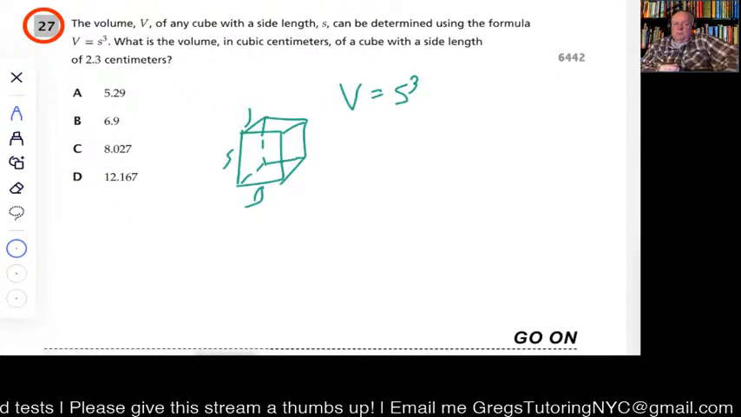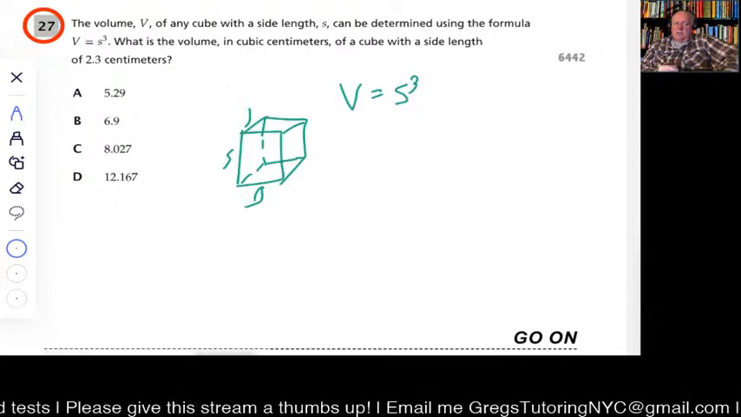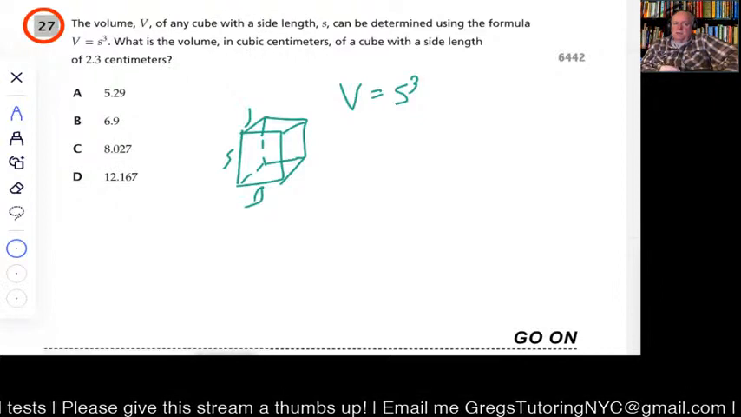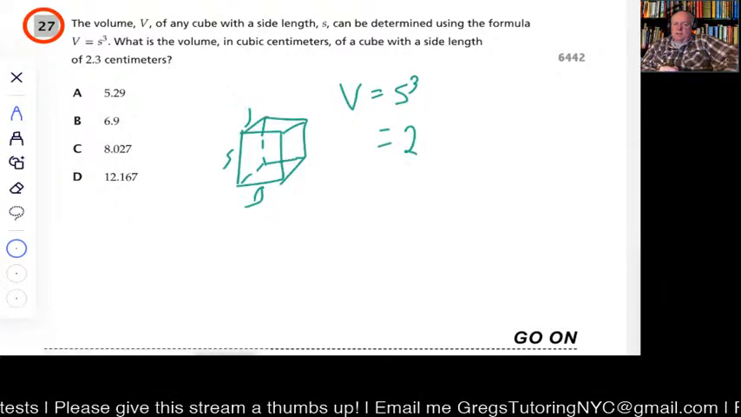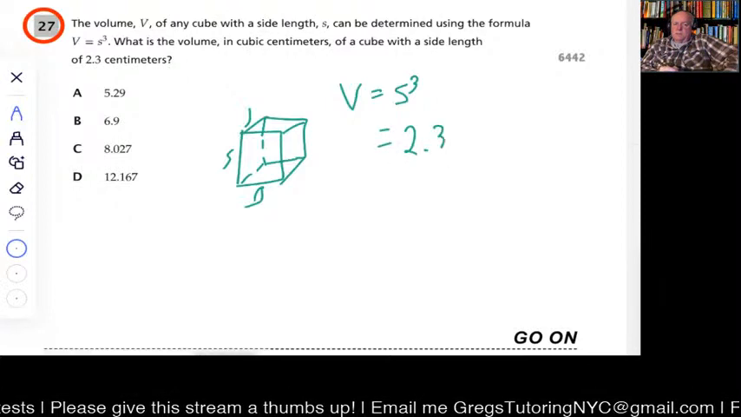Okay? So they're saying, what is the volume of the cube if the side length is equal to 2.3? So here's what the problem reduces down to: 2.3 cubed.